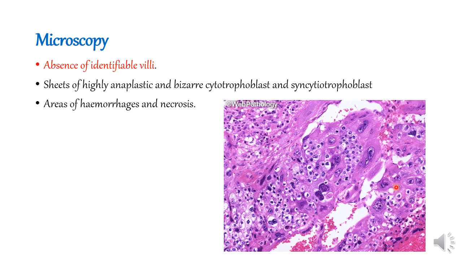Here you can see it's a highly anaplastic tumor. You can see the highly pleomorphic cells, and these are the large hyperchromatic cells having prominent nucleoli and clumped chromatin. Here you can see the mitosis, and here you can see the areas of hemorrhage. So there will be absence of identifiable villi in the sections, and presence of highly anaplastic cyto and syncytiotrophoblasts, which is haphazardly arranged, and areas of hemorrhage and necrosis will be present.